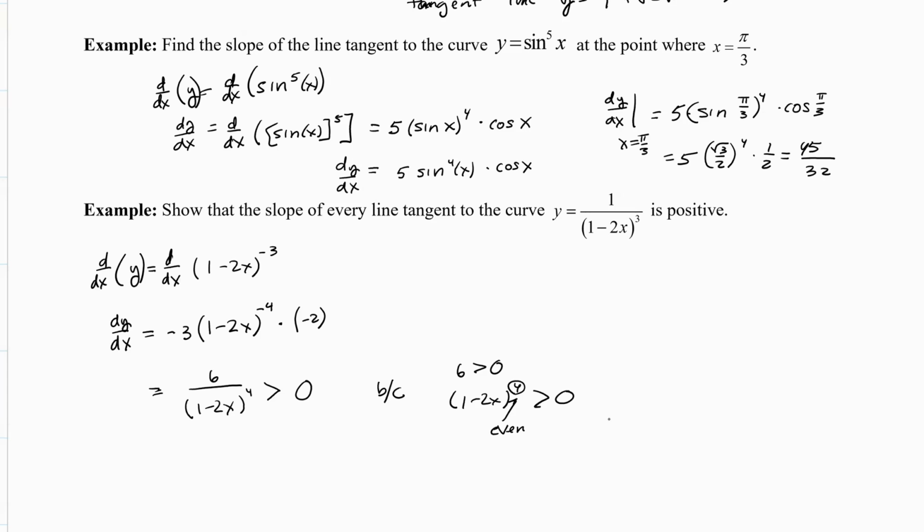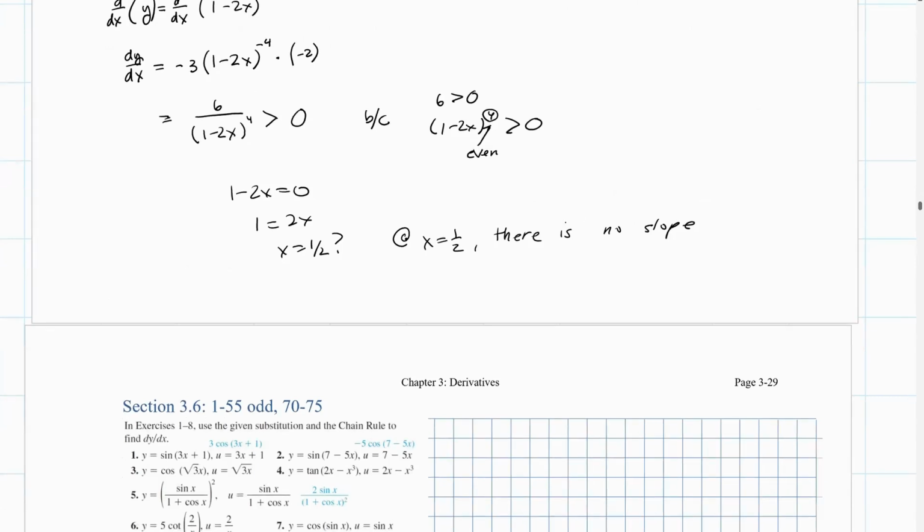Now there is an argument to say, well, what about when this is equal to 0? What about when we're at 1/2? What's going on there? Well, at x equals 1/2, there is no slope. Slope doesn't exist. So I don't have to worry about it being positive. It just says the slope, which means it has to exist, has to be positive. There we go. All right. And that concludes our discussion of section 3.6.